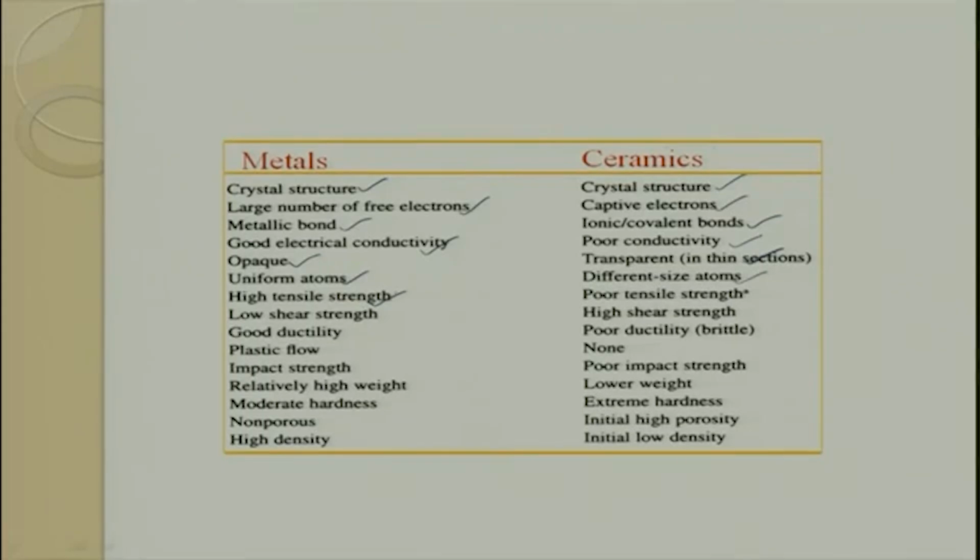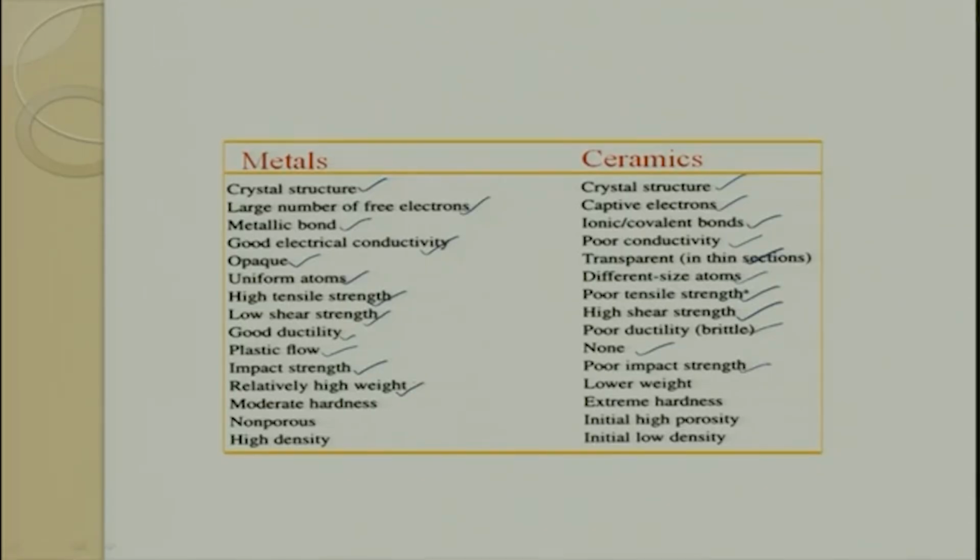Metals have very high tensile strength; ceramics have very poor tensile strength, since they are all covalently bonded and the bond is very strong. In metals, the free electrons and metallic bond give you some amount of ductility; here there is no ductility, so that is why it has very poor tensile strength. Metals have very low shear strength; ceramics have very high shear strength. Metals are good in ductility; ceramics are poor. Metals can plastically flow; in ceramics that property itself is not there. Metals are very good in impact strength; ceramics are very poor in impact strength. So, that is why ceramics are brittle.